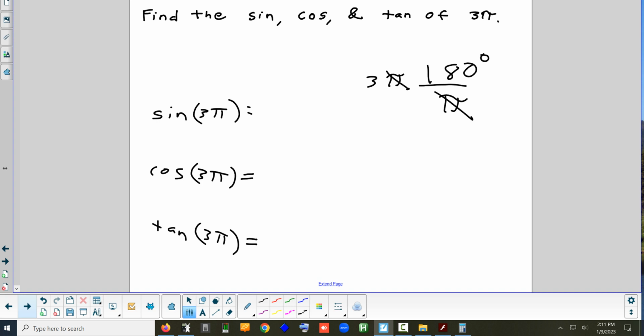So the pi's are gone, and we end up with 3 times 180. Or just think of 3 times 18, and then just put a 0. What's 3 times 18? 54, and then just put a 0. So 540.